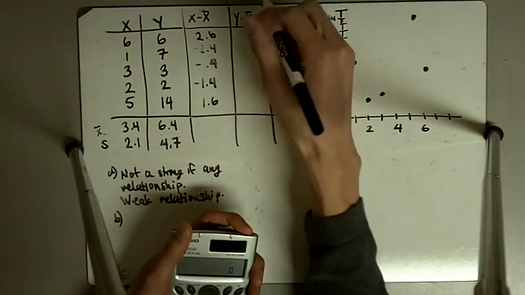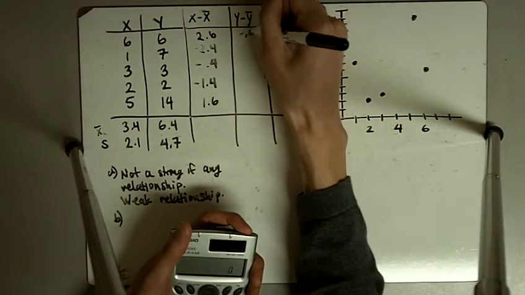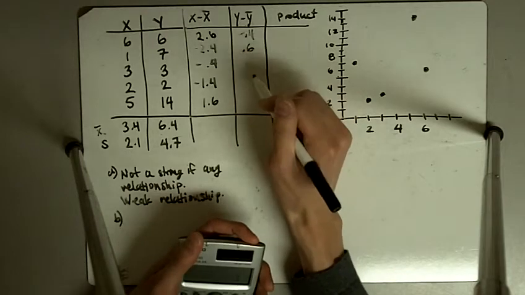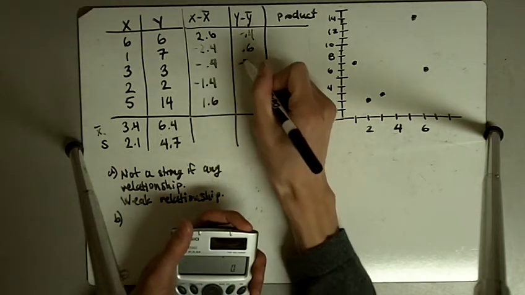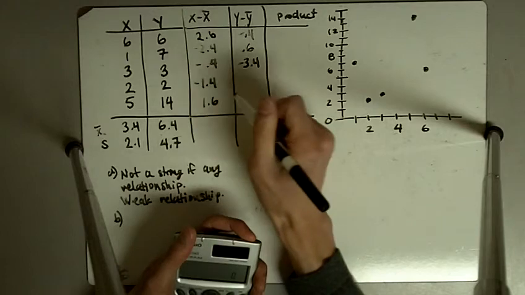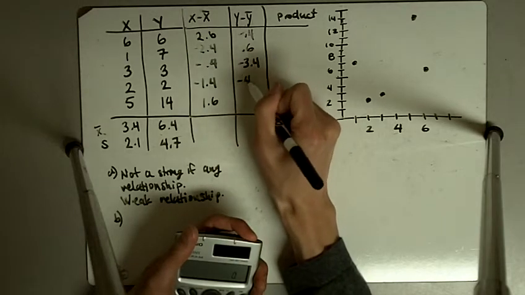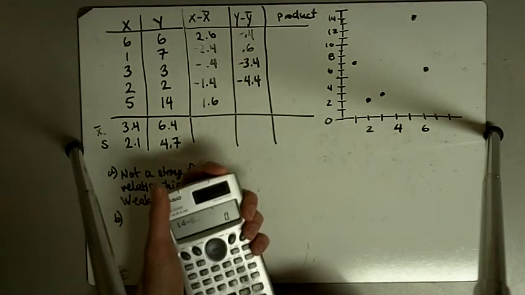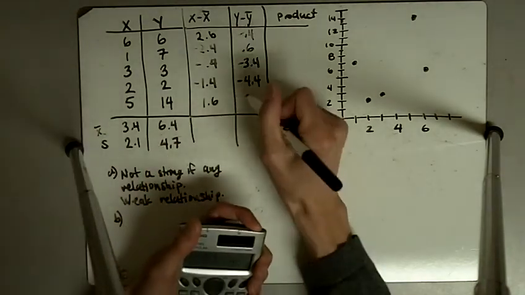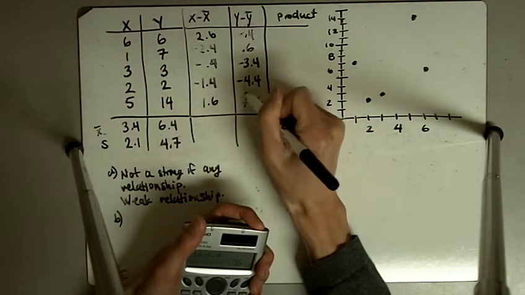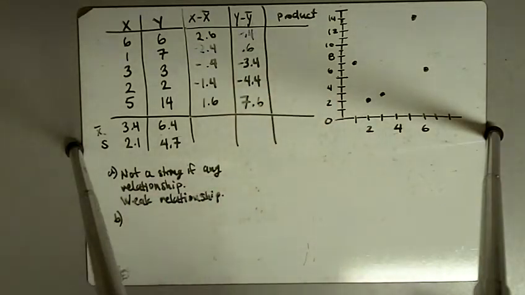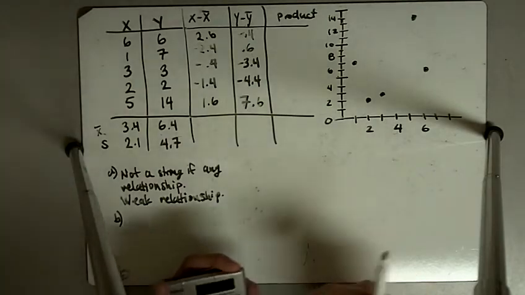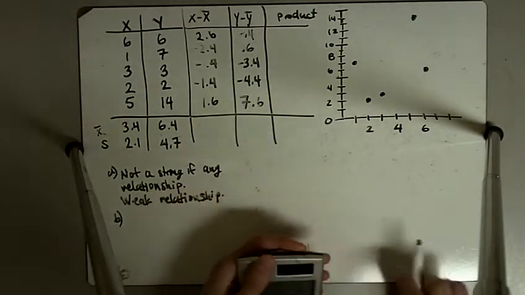Here I have negative 0.4, 0.6, negative 3.4. 2 minus 6.4 will be negative 4.4, and then 14 minus 6.4 gives me 7.6. Okay, and then so now I want to find the product of all of these things.